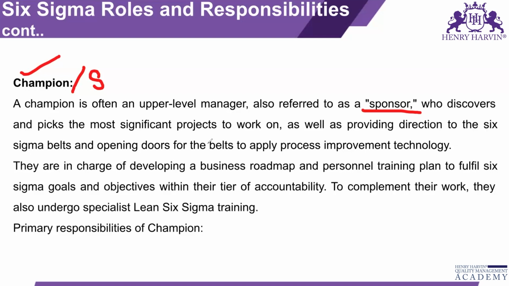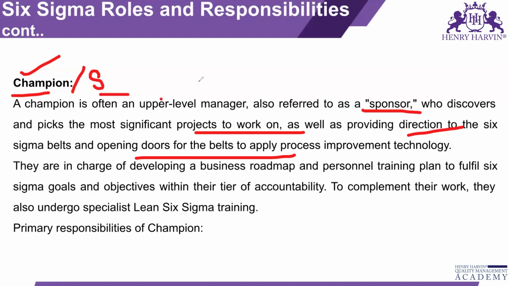Primary responsibilities of champion. First, let me just complete this slide. So who is a champion? Who's a senior? That is a senior sponsor. All right. So please remember, champion, senior sponsor. Some companies use the term champion. Some companies use the term sponsor. Who discovers the project, what they're supposed to do. They provide direction. They themselves are certified belts. Right. They themselves are already certified belts. They align with the mission and vision.